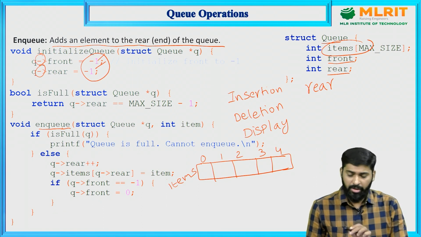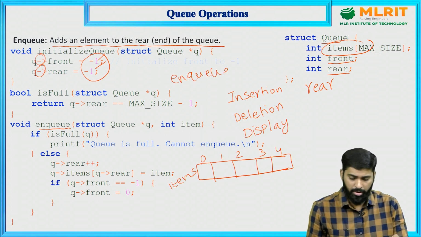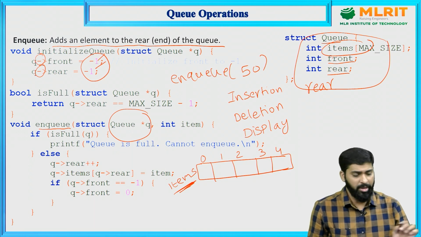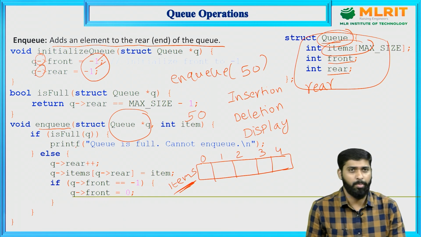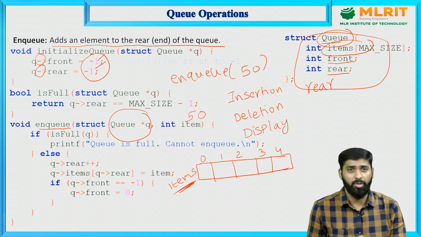Now I call enqueue 50. This is the queue address, and this is the structure stored in memory. In that we have the items. Queue asterisk queue means it sends the address of this queue here, and int item is 50. Now, is full. We already discussed this in our previous class. Is full means if I want to insert an element, there must be space in the queue, otherwise we can't insert. So before inserting the value, we check whether the queue is full or not.